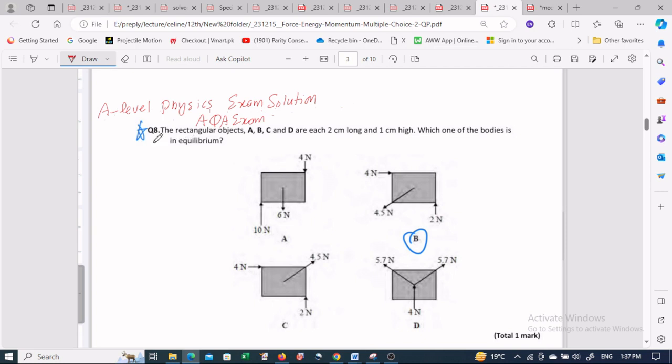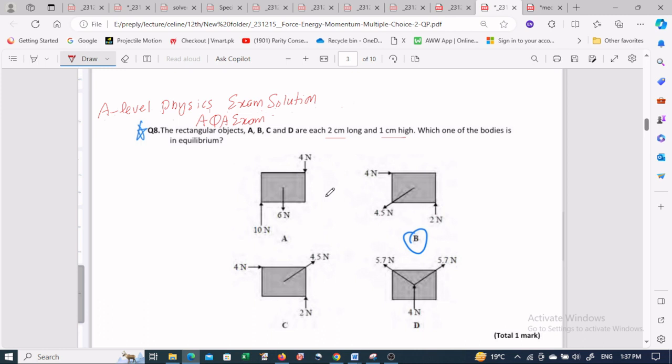Here is question 8, the rectangle object. There are four objects A, B, C, D. The length of each object is 2 centimeters, and the height of every object is 1 centimeter. Which one of the objects is in equilibrium? We have to find which object is in equilibrium.